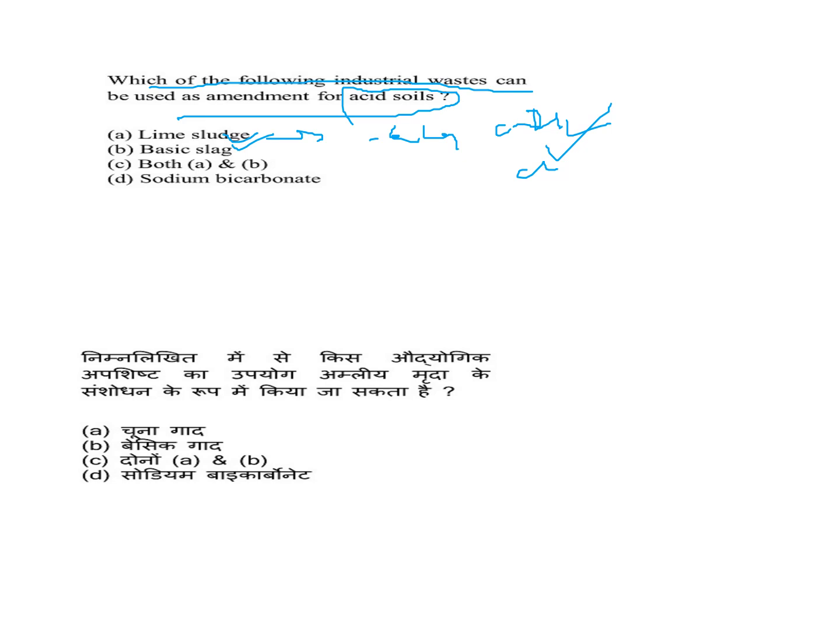Whereas basic slag is a byproduct of steel manufacturing. It produces higher amounts of calcium silicates, calcium oxides, magnesium and phosphorus, which act as a powerful liming material. So the answer is lime sludge and basic slag. Sodium bicarbonate increases salinity and sodicity. It is not the correct answer.